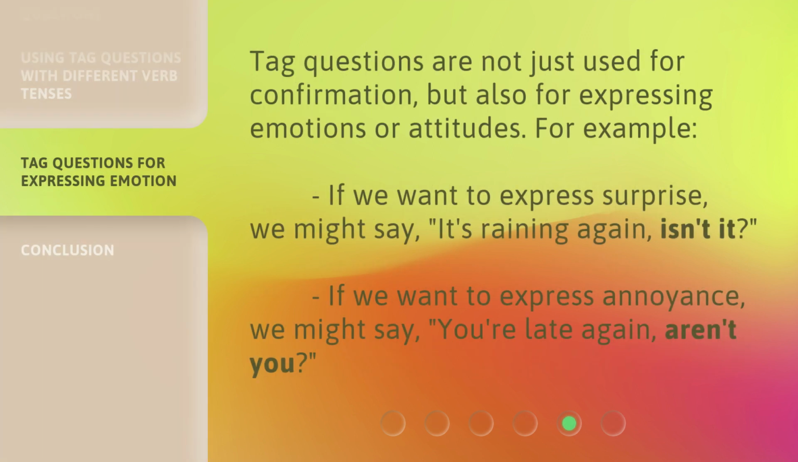Tag questions are not just used for confirmation, but also for expressing emotions or attitudes. For example, if we want to express surprise, we might say, "It's raining again, isn't it?" If we want to express annoyance, we might say, "You're late again, aren't you?"